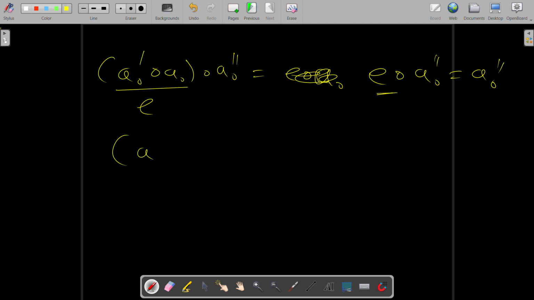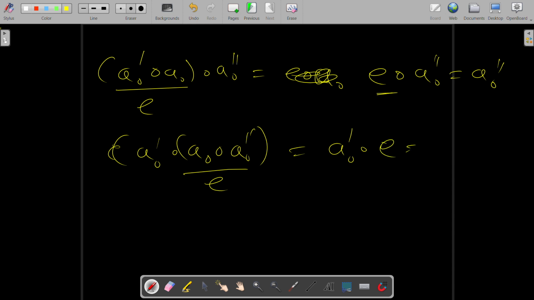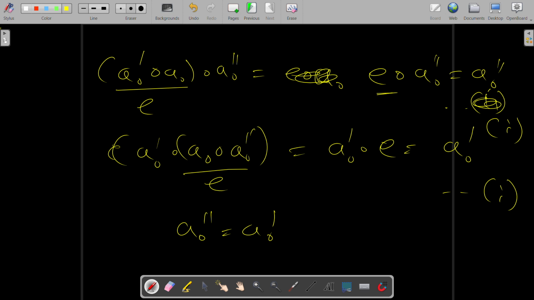Similarly, A not compose A not double dash is also equal to E. So A not dash compose E is now becoming A not dash. So from equations 1 and 2, what we are getting is A not double dash equals A not dash. Finally, the two inverses are becoming equal.